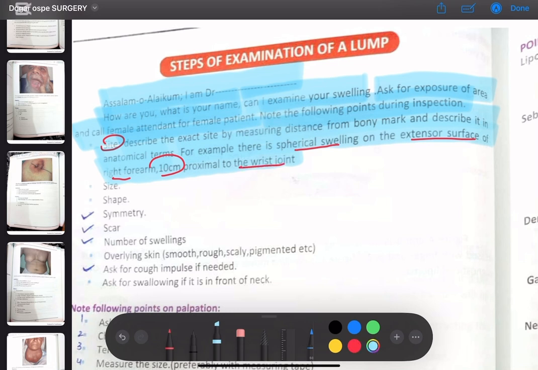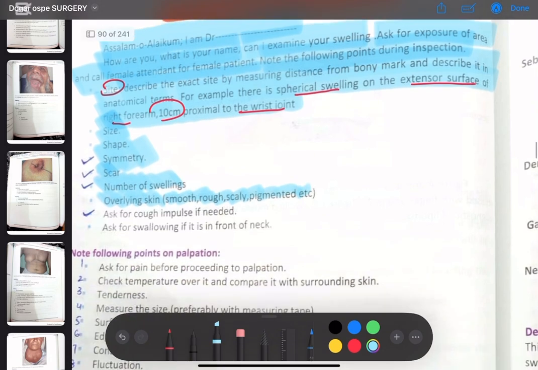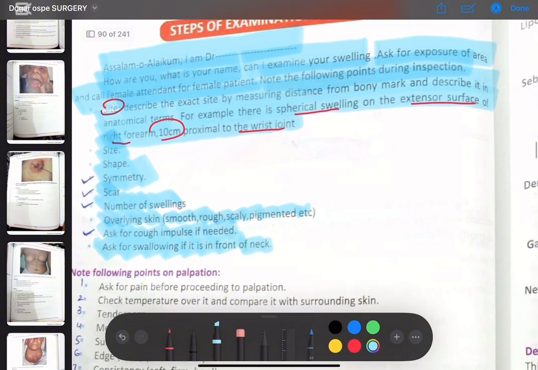Then you have to notice the size of the swelling, the shape of the swelling, the symmetry of the swelling, the scar, the number of swellings, and the overlying skin, which is either smooth, rough, scaly, pigmented, etc. Then you have to ask for the cough impulse if needed, and then ask for the swelling if it is in front of the neck. Okay, so this was all the points on inspection.